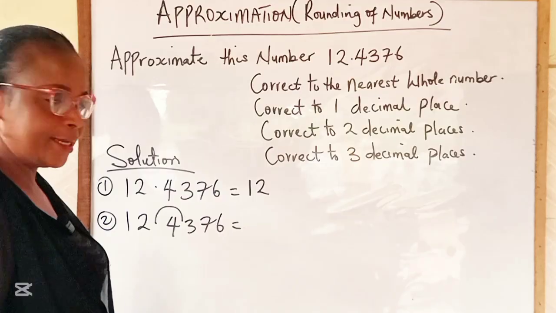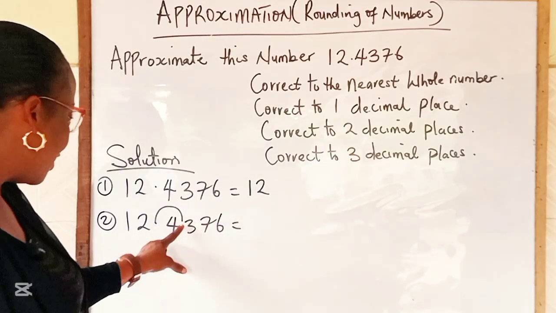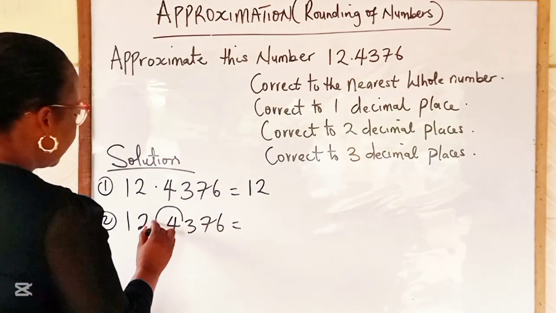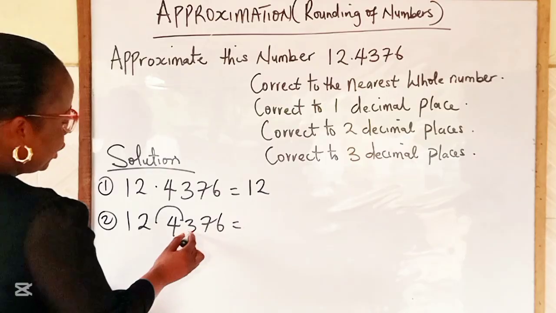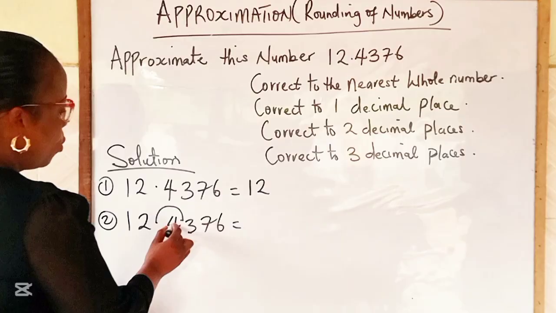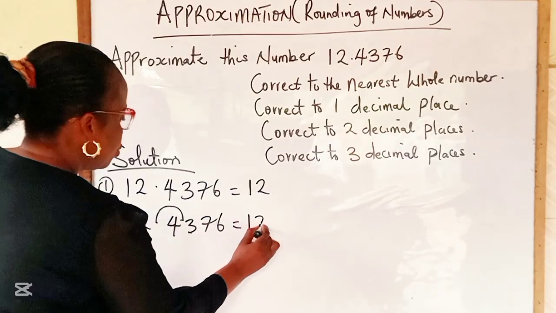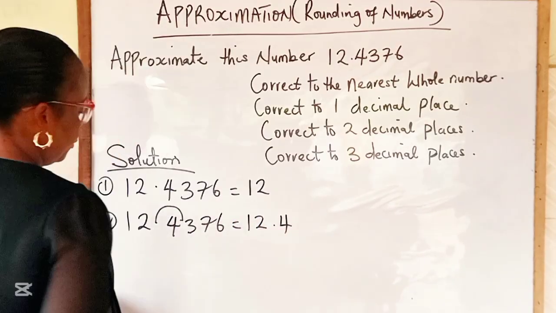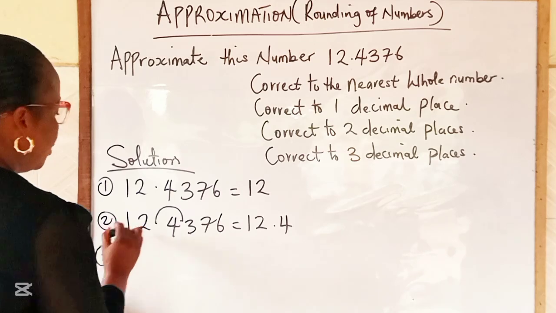Are you following me, guys? We start from here and count 1. One decimal place, 1. And we check the number following, 4, is not up to 5, so it remains the same. What we have here is 12.4.